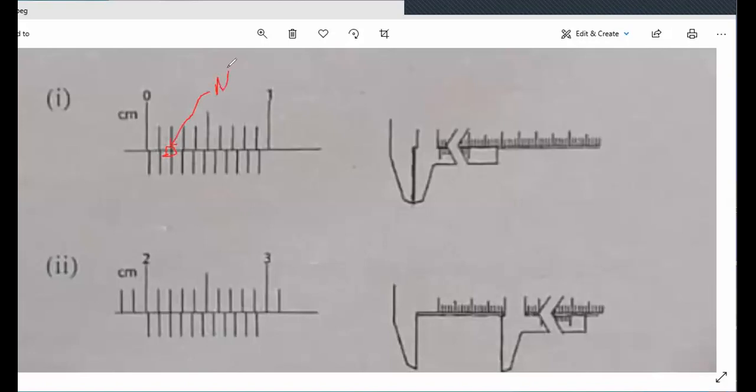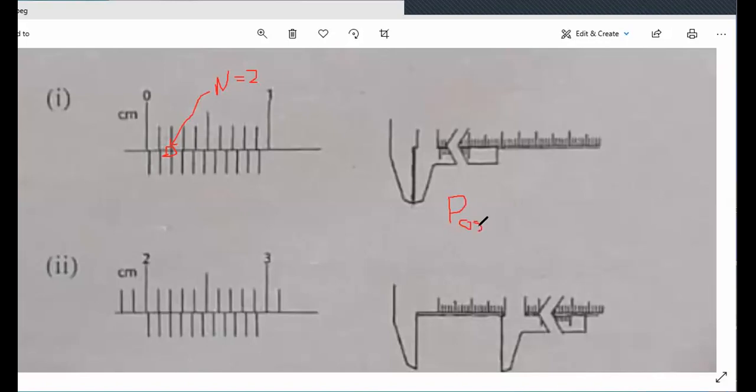So capital N equals 2. Is this a positive zero error or a negative zero error? You see, the vernier scale zero line is at the... Positive zero error, sir. Very good. Therefore, this is a positive zero error.